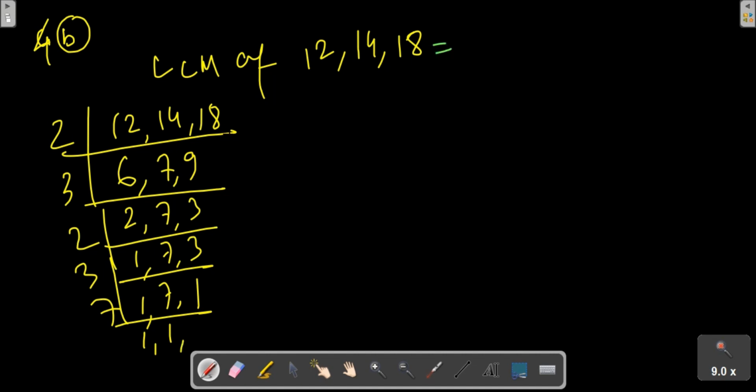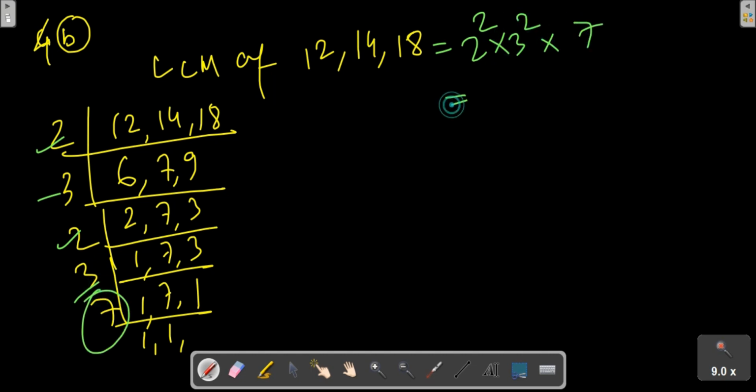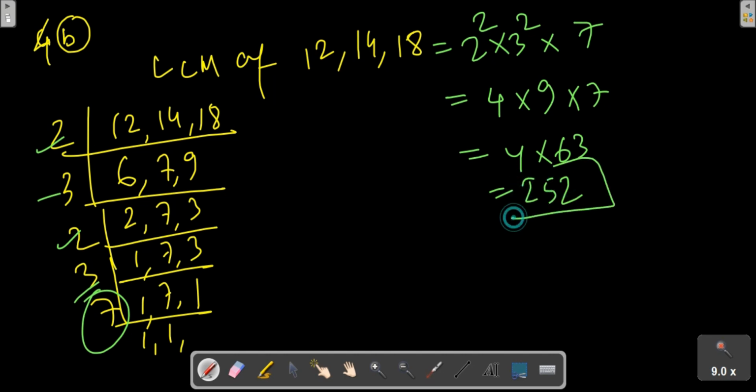So for the LCM, if you check here, 2 squared, two 2s are there, and 3 also, two 3s are there, and there is a single 7. So if you do the product, it would be 4, it would be 9, it would be 7. So if you do this product, 7 9s are 63, 4 3s are 12, 1 carry, 6 4s are 24, so it would be 252. The number will be 252. Okay, so this is the LCM.